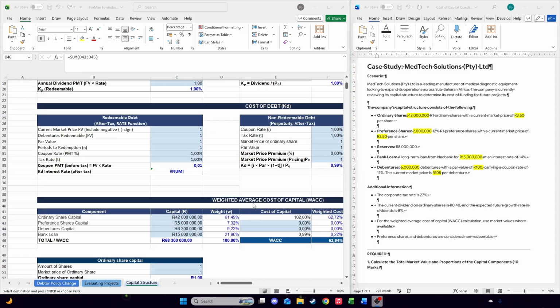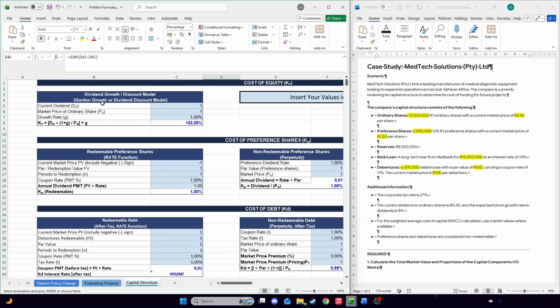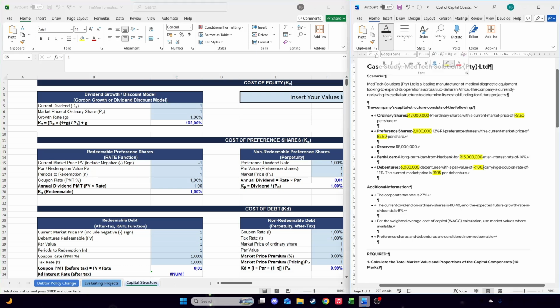The next step is to calculate the Gordon growth model. So we need the current dividend, which can be found right over here. Let me highlight that. There is your current dividend. And then we've also got your growth rate over here.